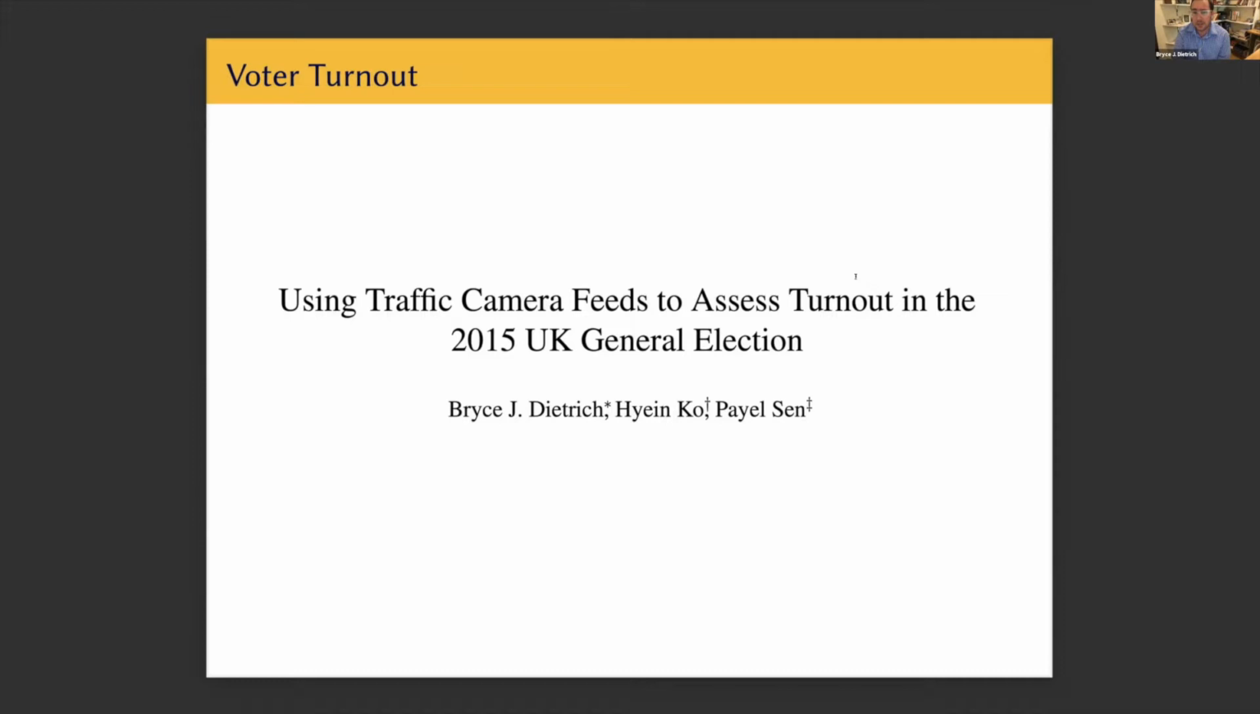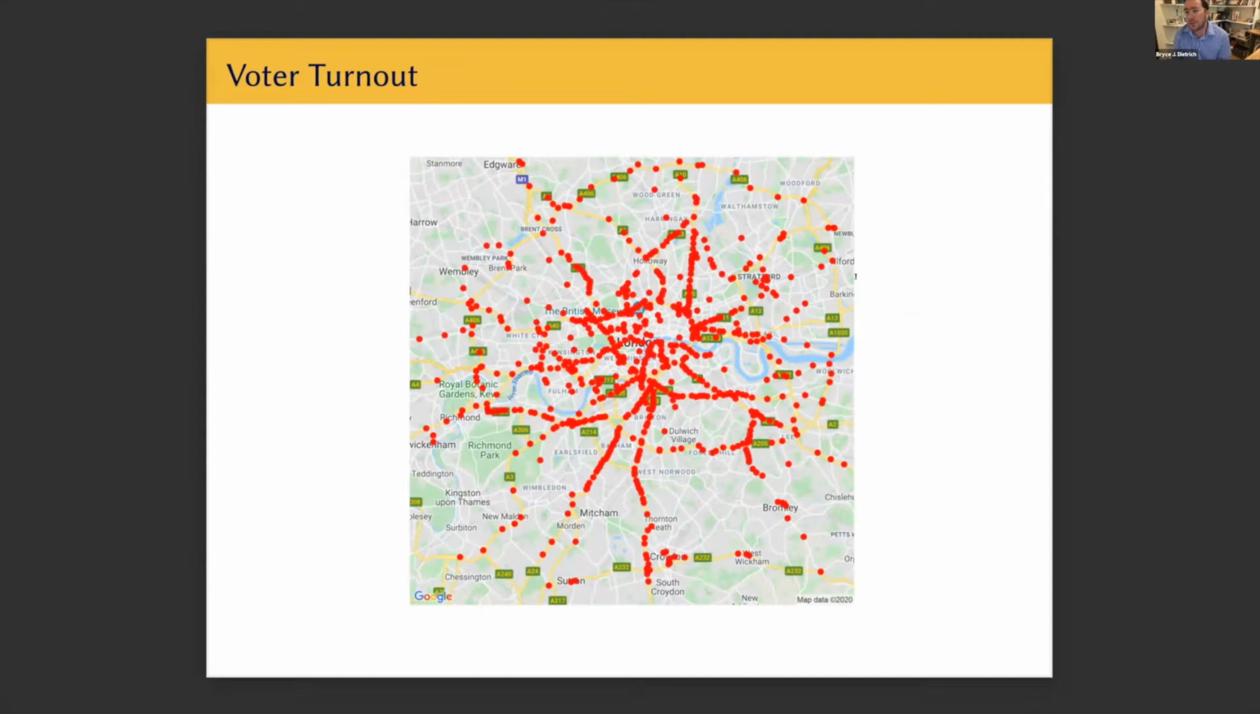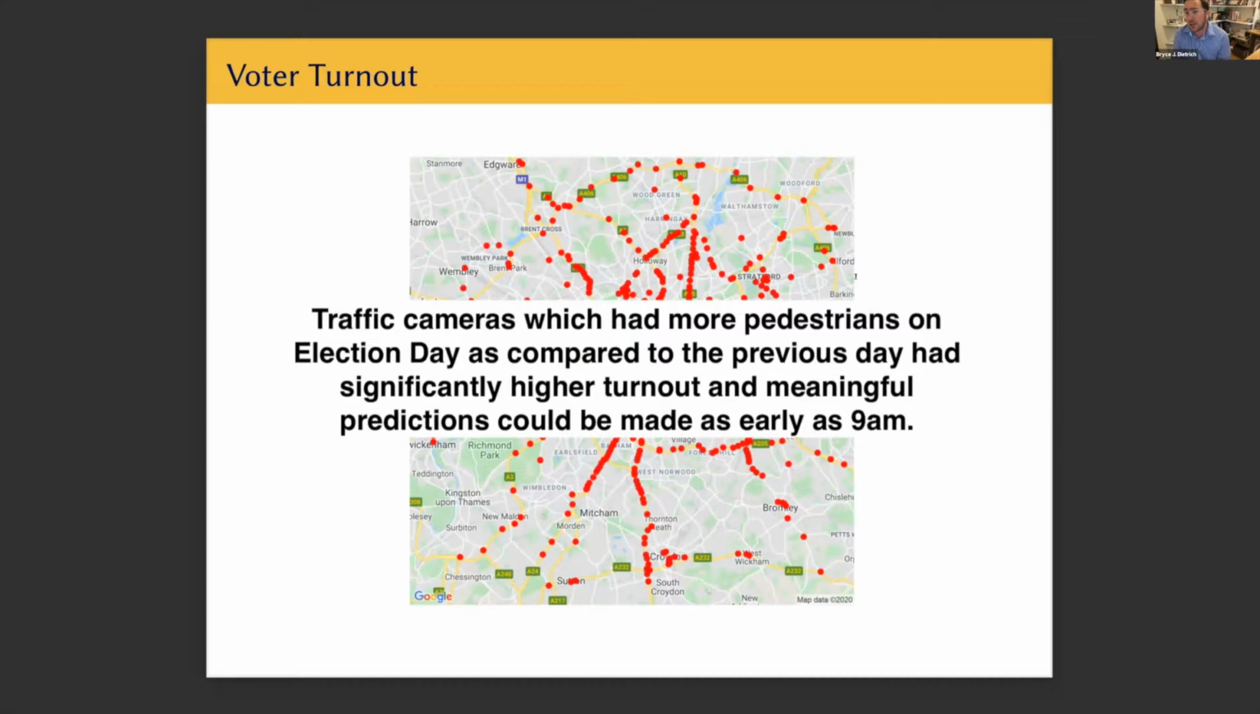So there's approximately 768 cameras that we scrape data from the day before the election and the day of the election. And ultimately we found that traffic cameras, which have more pedestrians on election day as compared to the previous day, generally have significantly higher turnout, or is predictive of turnout. And I think most importantly, that you can use these traffic camera-based measures as early as 9 a.m. and ultimately predict the outcome of the election.